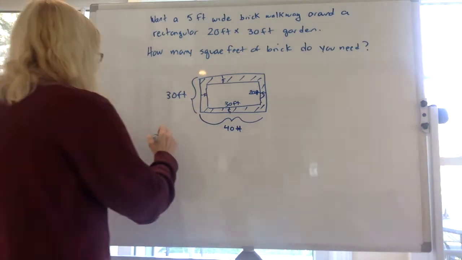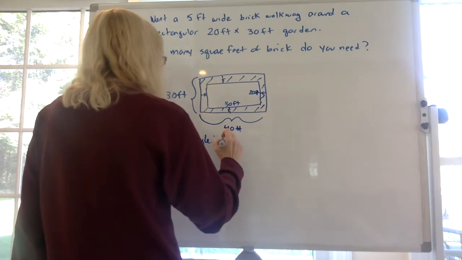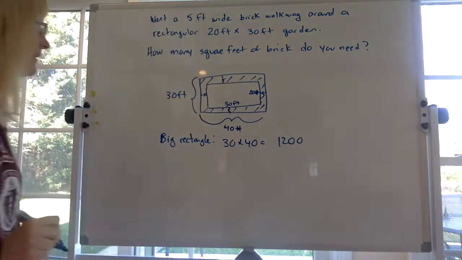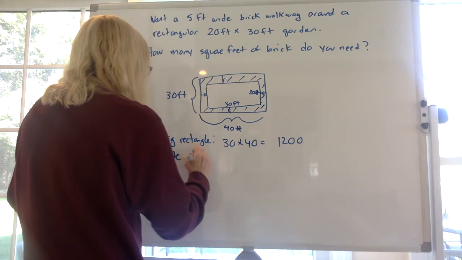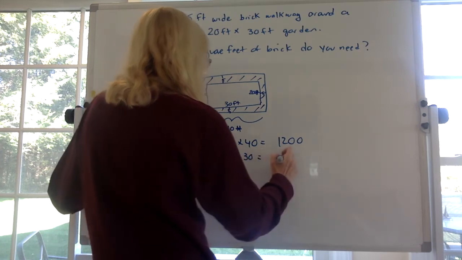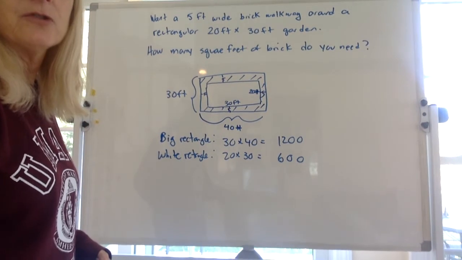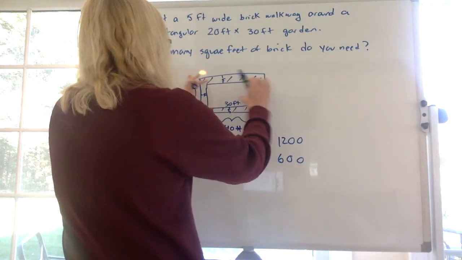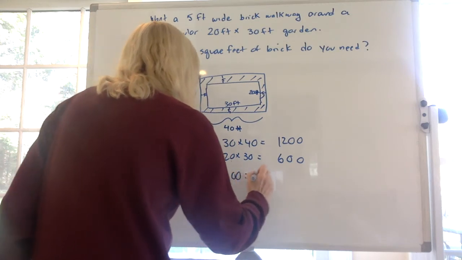So the big rectangle area is 30 by 40, which is 12 with 2 zeros, right? The white rectangle, which is the garden, is 20 by 30, which is 6 with 2 zeros, right? So now what do we have to do? We have to subtract the bigger guy minus the smaller guy, the big area minus the white area. So we would do 1200 minus 600 equals 600.